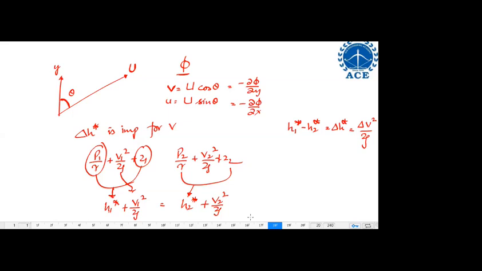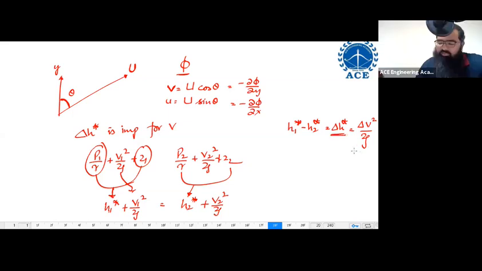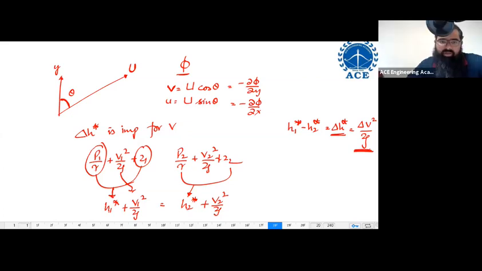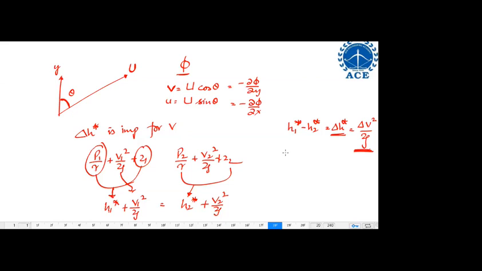Yes, sir. So the purpose of delta H star will always be to identify the velocity. Somehow you will get some relationship for velocity from there. Is it clear? Okay, sir. That is why delta H star is important. Later on in Bernoulli, in Venturi meter and all those things, we will use the delta H star directly.